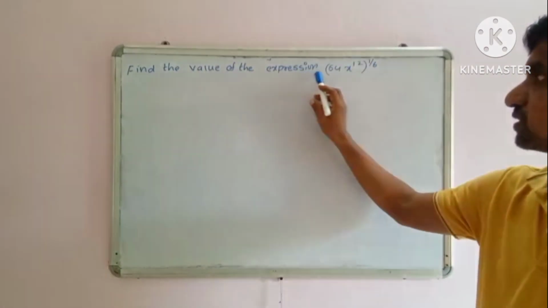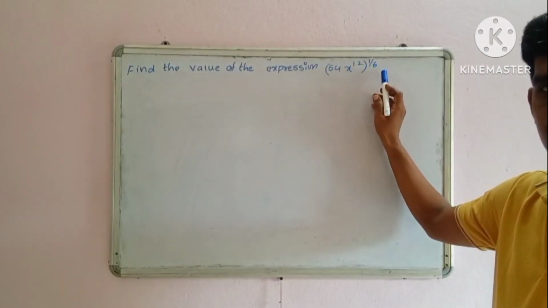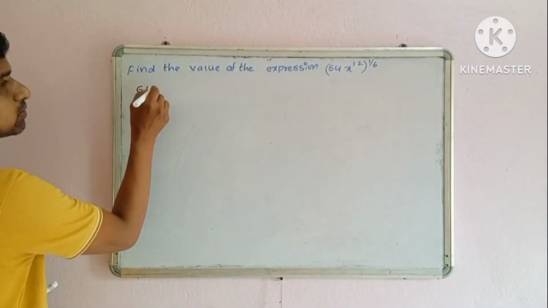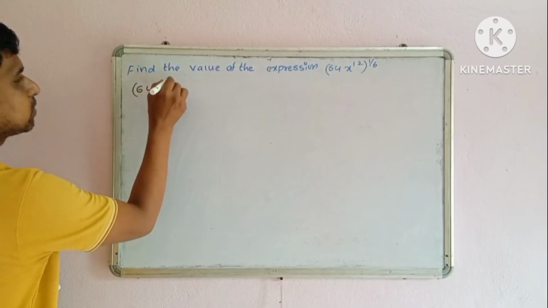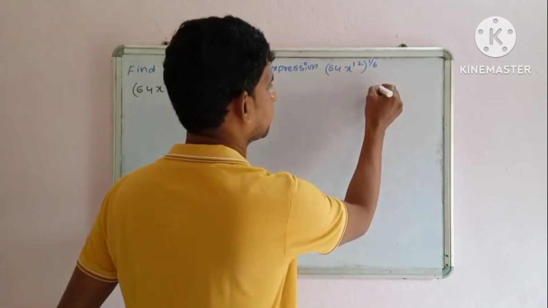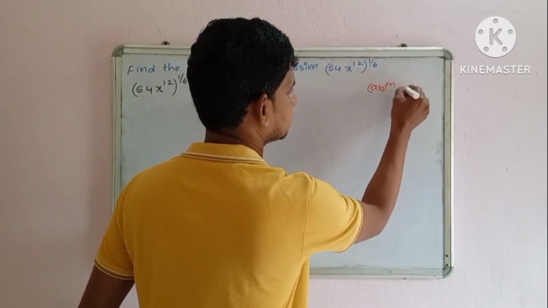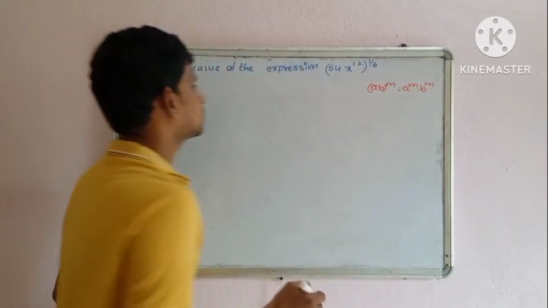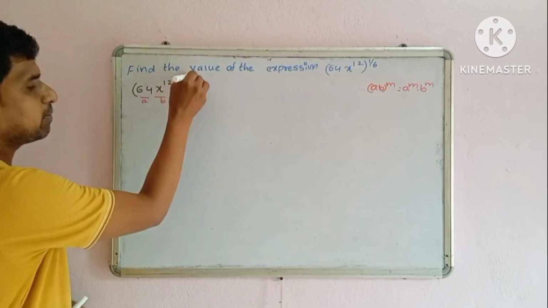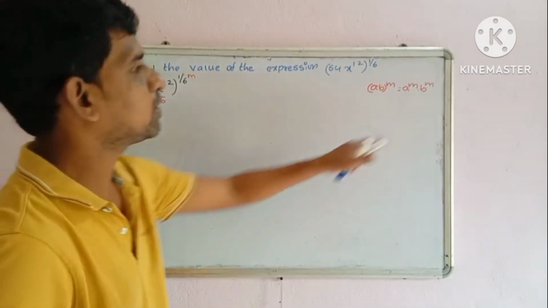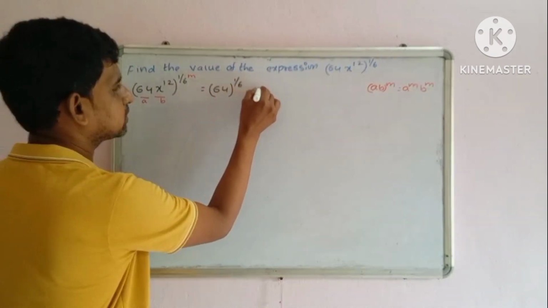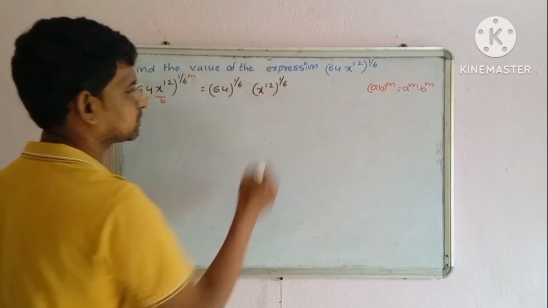Find the value of the expression (64 x power 12) whole power 1 by 6. First, what is the formula of (ab) whole power m? (ab) whole power m is a power m times b power m. So this is of the form (ab) whole power m. So it becomes 64 power 1 by 6 times (x power 12) power 1 by 6.